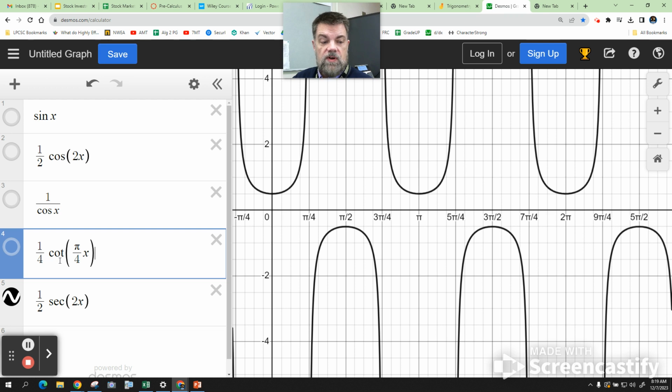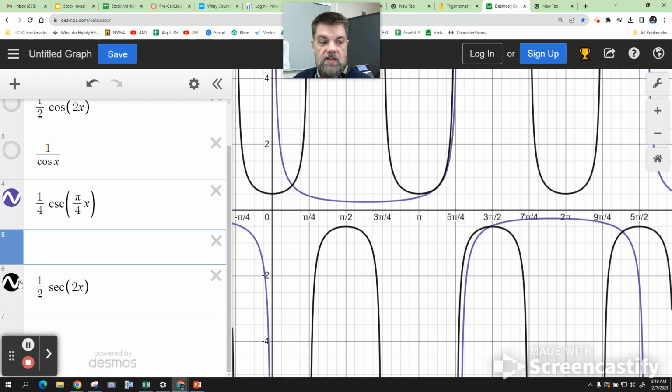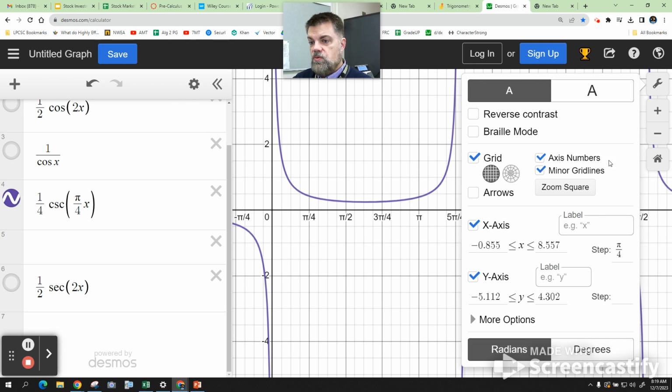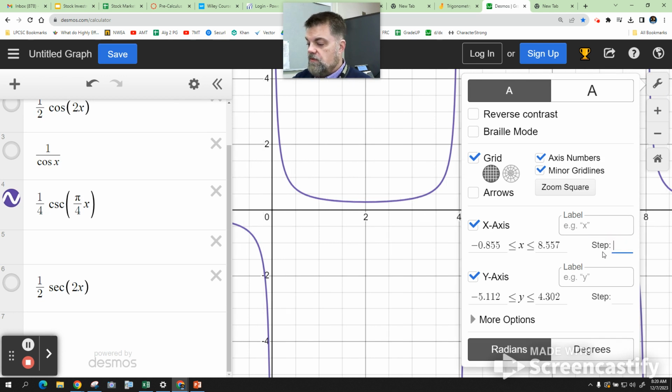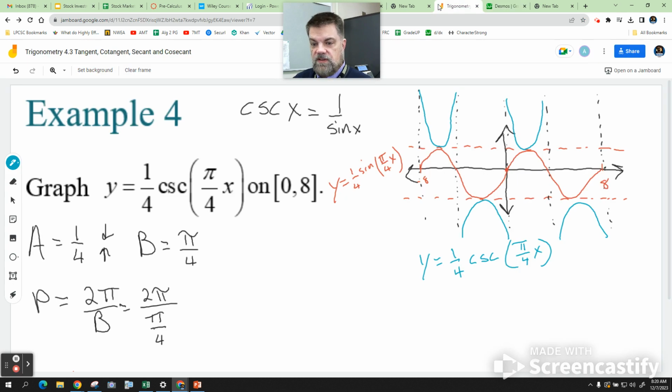Let's see. So we're going to say 1/4. Oh, hey, look, all I've got to do is put in cosecant here, right? Oh, I've got to show it, though. And let's label this, too. We're going to count by 1 instead of pi over 4, because we said our period was, well, what did we say our period was? 8, right?